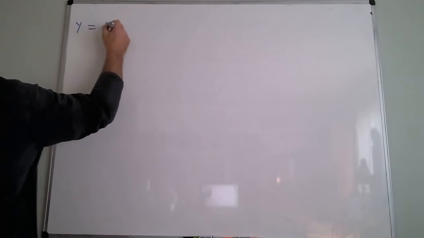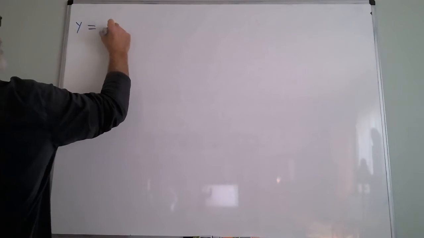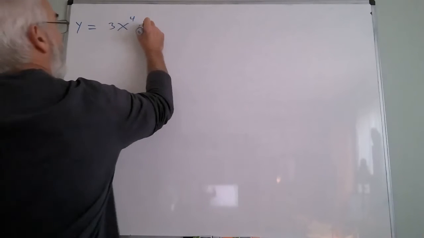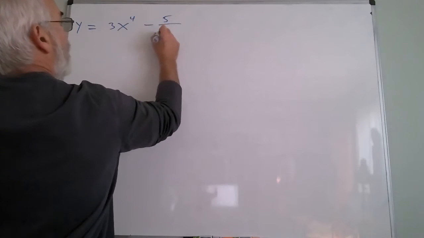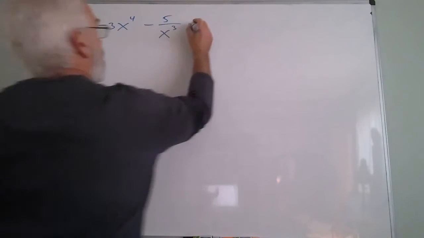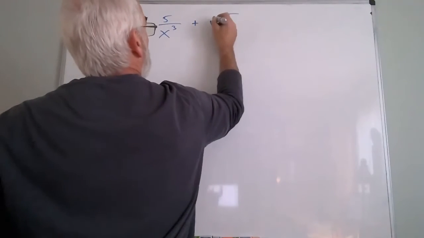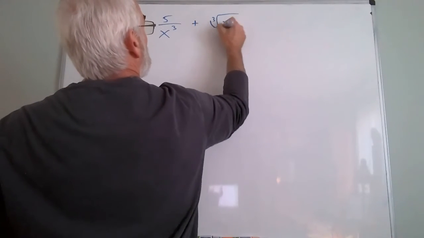So let's do something maybe slightly more complicated. Now I'm going to write it because I want to get some formal notation in. Y equals, how about 3x to the fourth minus 5 over x to the third plus the cube root of x squared.